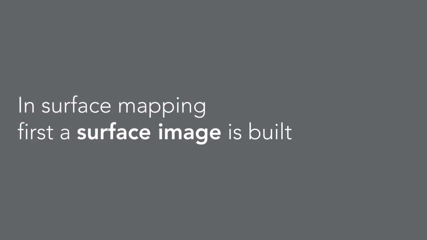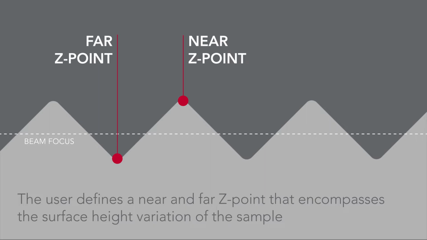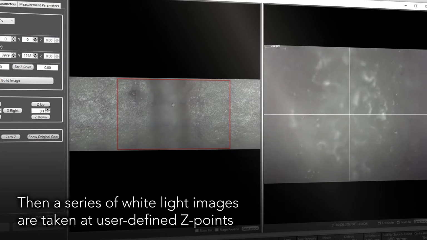The solution to deal with these sample types in Ramacle first builds a surface image. Far and near Z points are defined by the user based on their sample's lowest and highest points of focus. This range encompasses the total surface height variation.